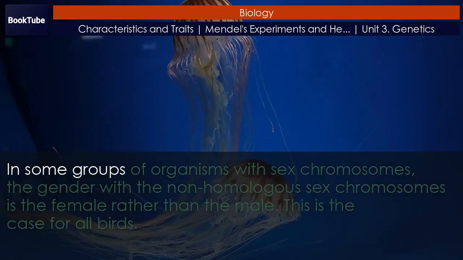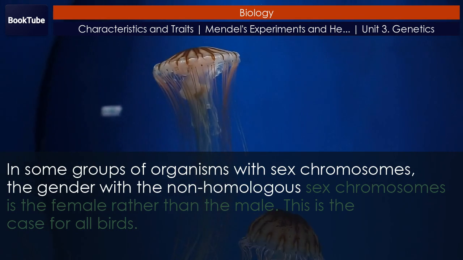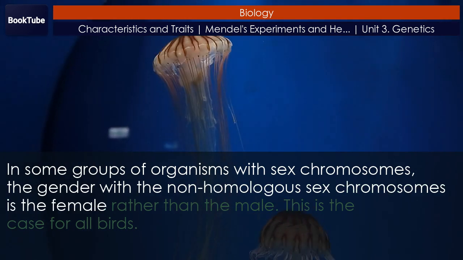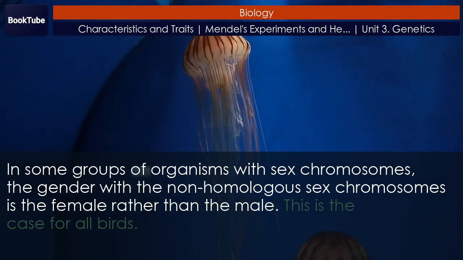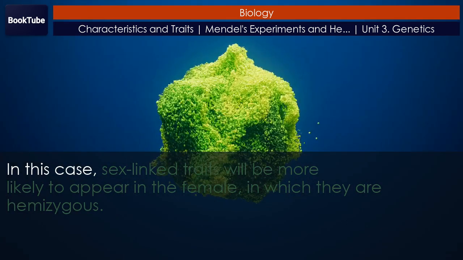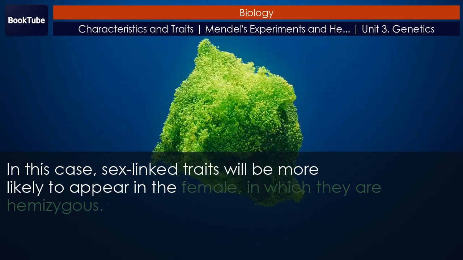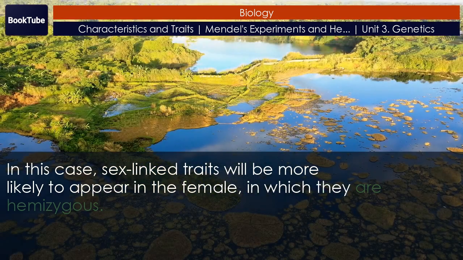In some groups of organisms with sex chromosomes, the gender with the non-homologous sex chromosomes is the female rather than the male. This is the case for all birds. In this case, sex-linked traits will be more likely to appear in the female, in which they are hemizygous.